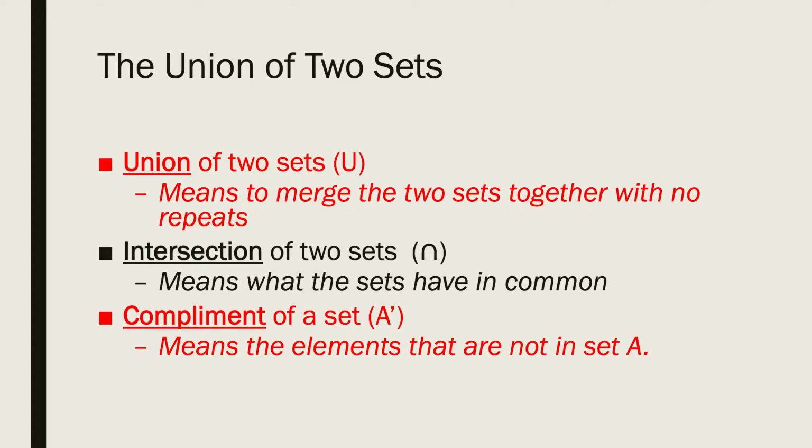The intersection of two sets, we're going to use this symbol here. Remember that that means that we're going to write down what the sets have in common. And finally, we're going to bring back in the idea of the complement, which we talked about in the last section. Remember that the complement is an apostrophe next to the set name, and it means the elements that are not in the particular set that you're looking at.